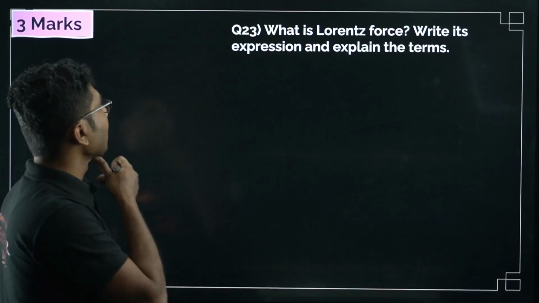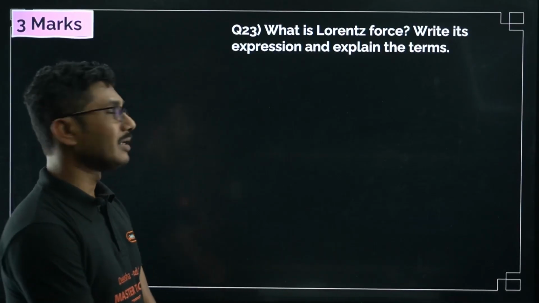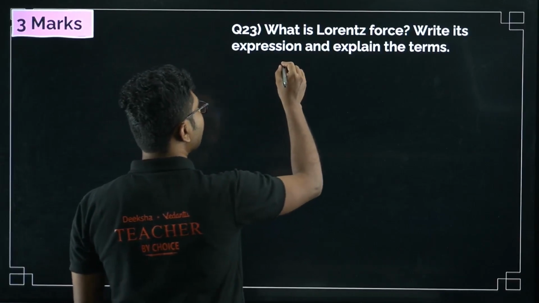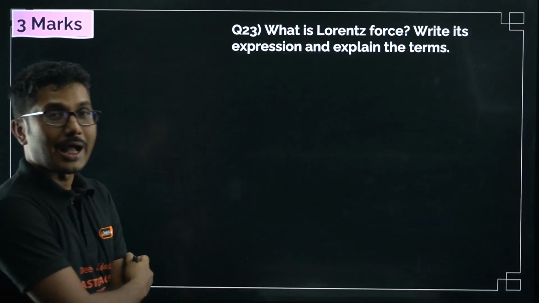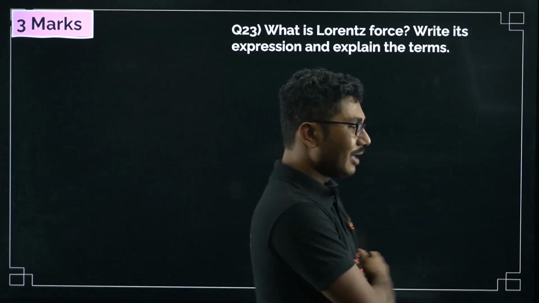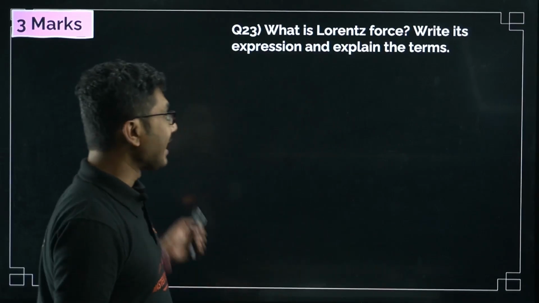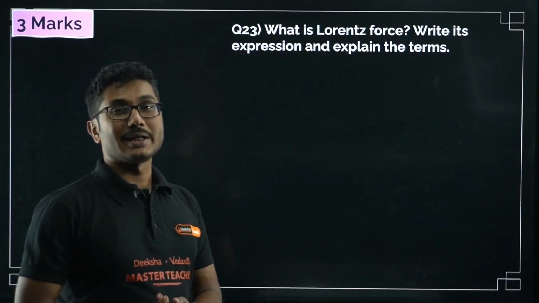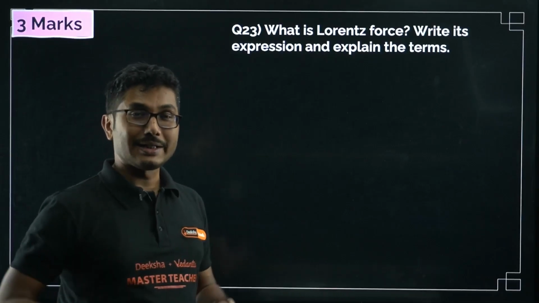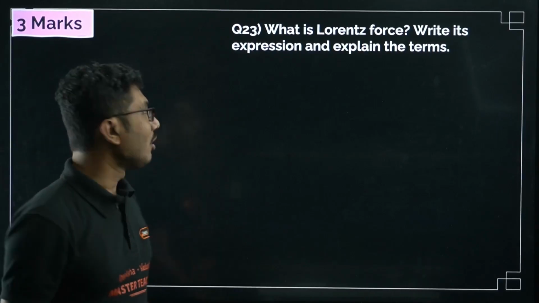Now question number 23. What is Lorentz force? Write its expression and explain the terms. So Lorentz force is basically, there are two types of force. When a charged particle moves through an electric and magnetic field, it experiences a force that is called Lorentz force. The text I have not written, you have to write it down. It is very easy. When a charged particle moves through an electric and magnetic field, it experiences a force which is called Lorentz force.